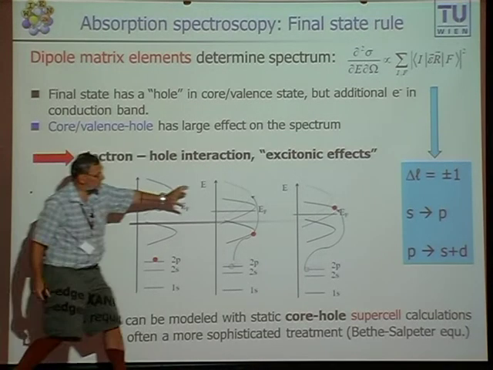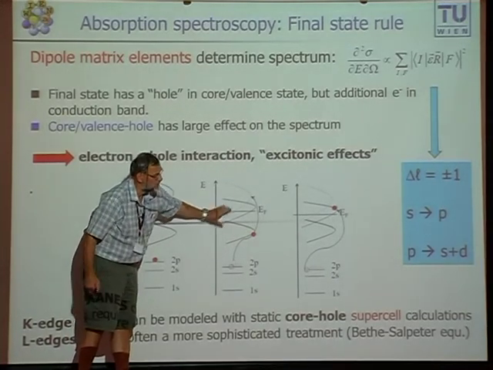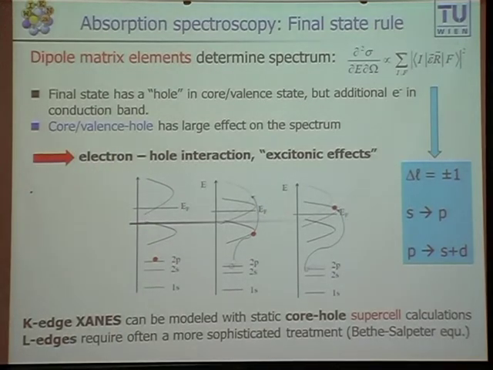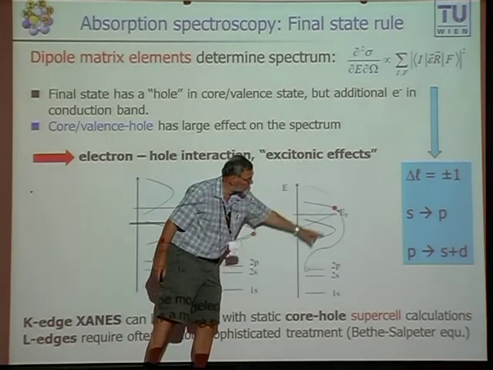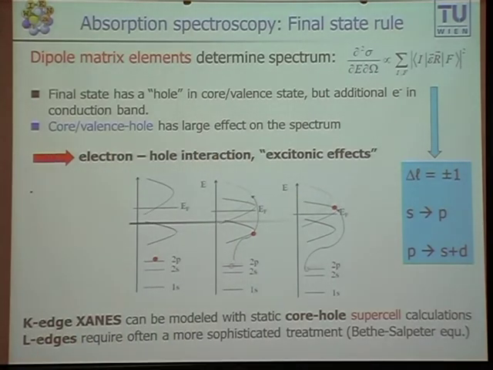That means these states will shift down from here maybe to here. The actual transition is governed by the so-called final state rule, the energy from this level to the relaxed state, and that we simulate with a core hole. That works very, very well for K-edges, X-ray absorption, the edge structures. Not for L-edges so good, because here we need a much more sophisticated treatment.